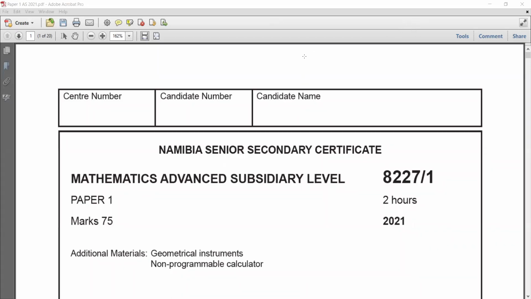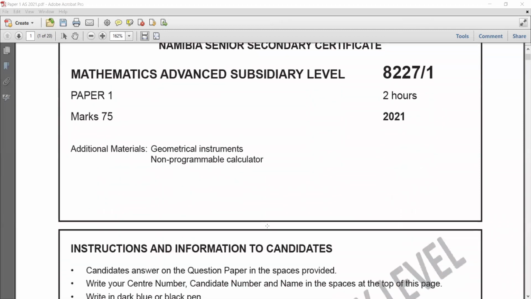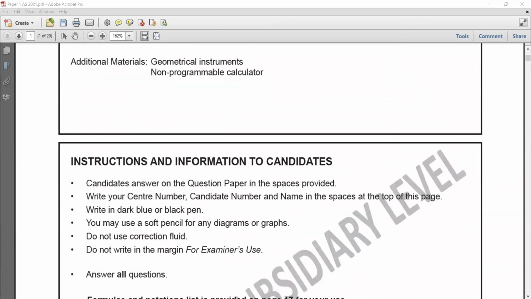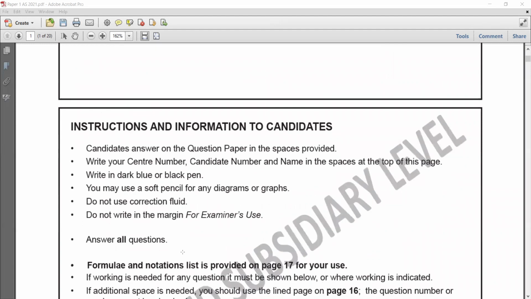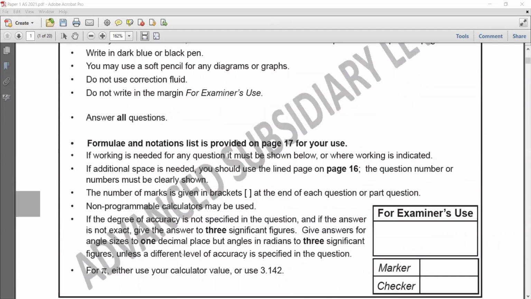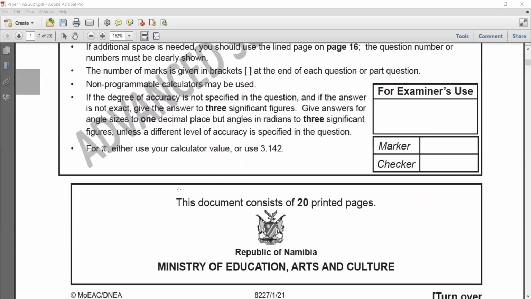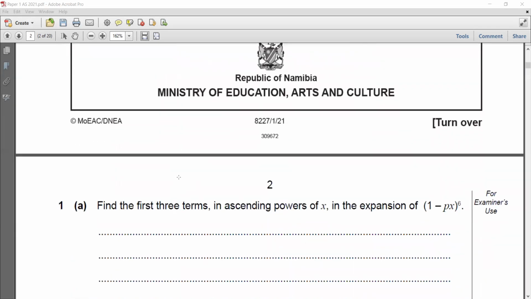Hi guys, today we are looking at this 2021 paper, paper 1. This is the advanced subsidiary level paper. It's a 2-hour paper, and as always, whenever you're taking this exam, make sure that you read all the instructions and follow them as they are stated there. So let's quickly get into it.